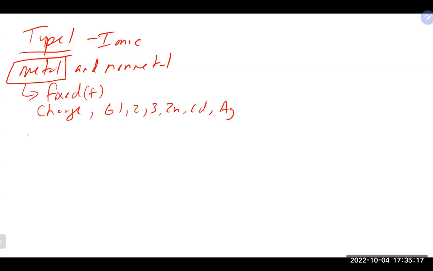To name these guys, we use the whole name of the metal. And our non-metal drops the last part of the name and replaces it with the -ide ending.